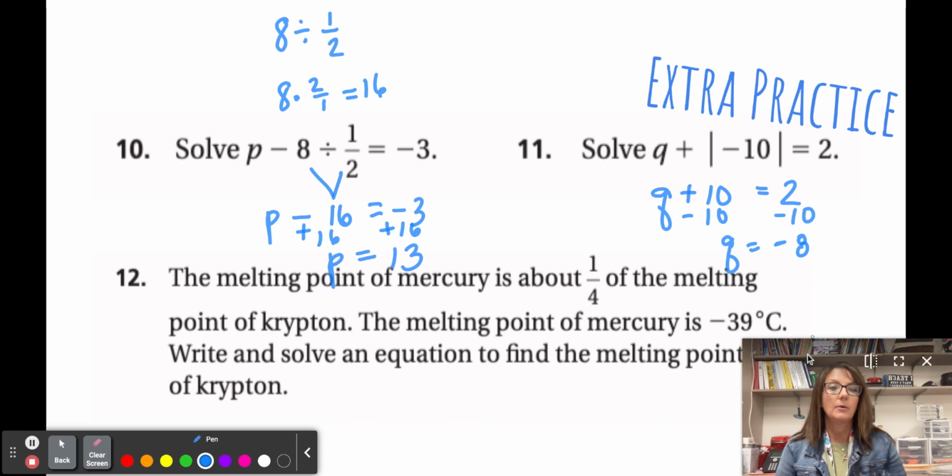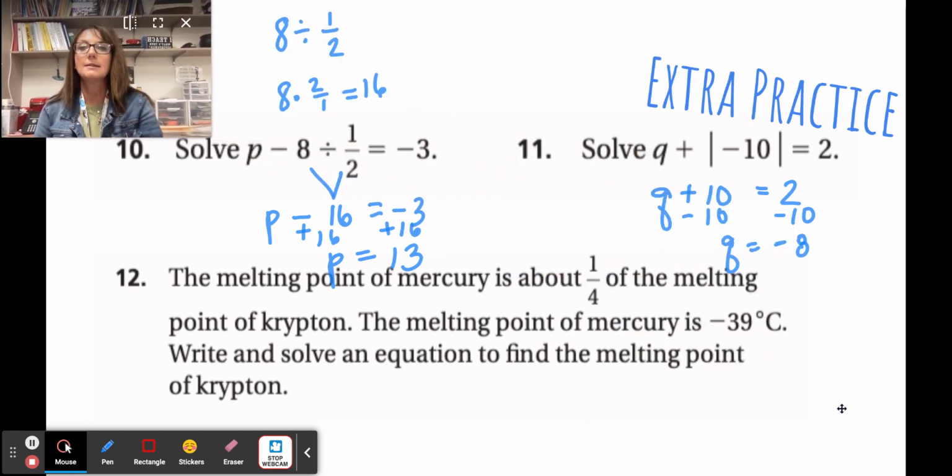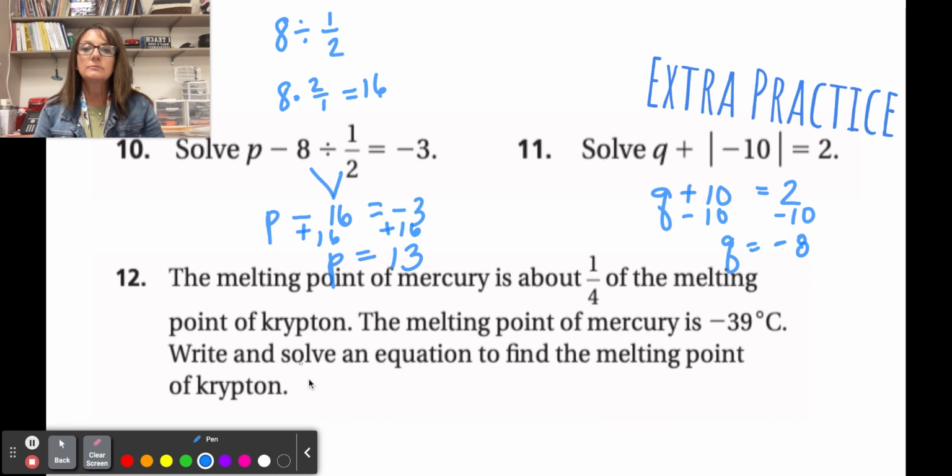Okay. Let's see. I'm going to see if I can move this. Yes, hello. Okay, so that we can work on this one.